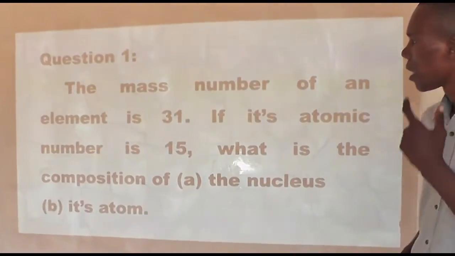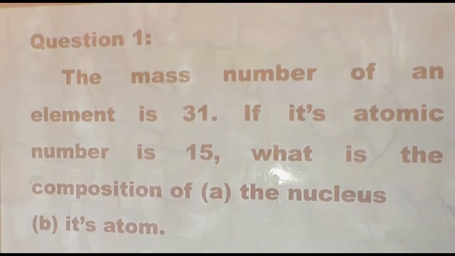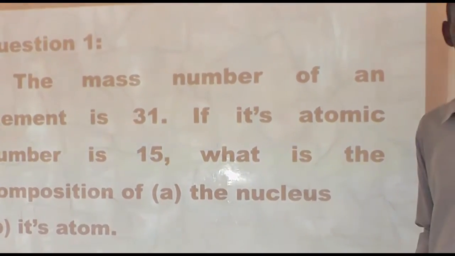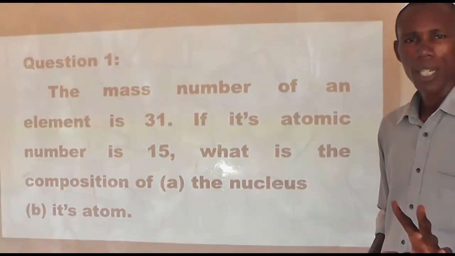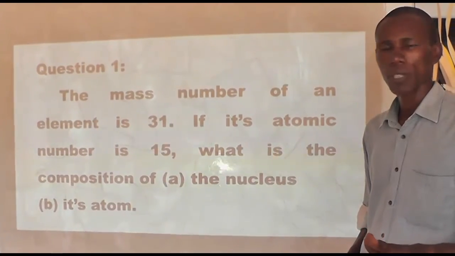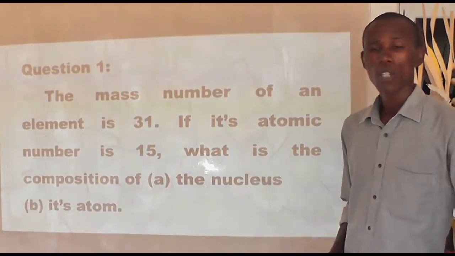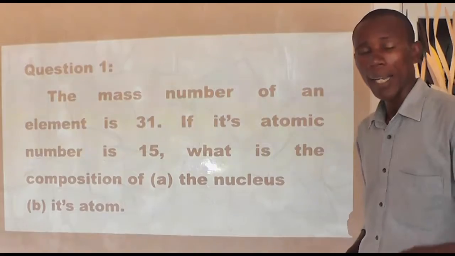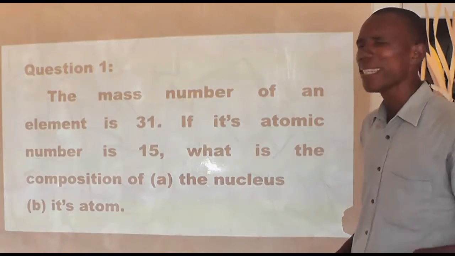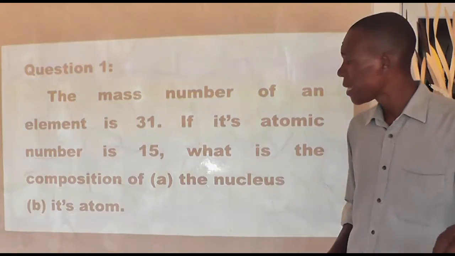Question number 1. The mass number of an element is 31. Hearing the mass number alone, something should quickly come as an idea to you. Remember that the mass number is the sum of the protons and the neutrons. The mass number of an element is 31, which means that in that 31, some are protons and some are neutrons. If its atomic number is 15, this is a clue telling you that the number of protons is 15.